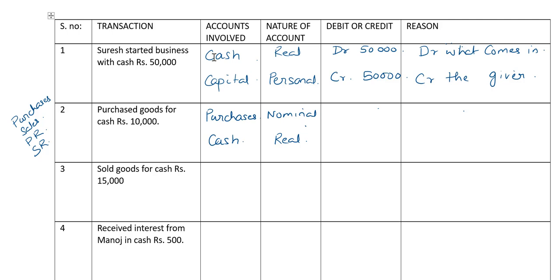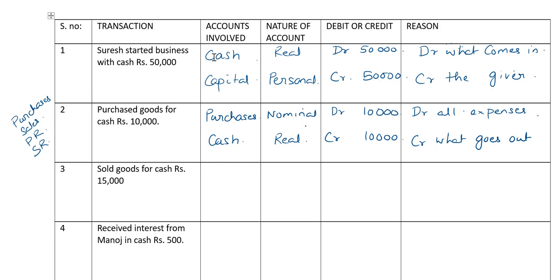The rule for nominal account is debit all expenses and losses and credit all incomes and gains. Purchase is an expense, so debit all expenses. We need to debit the purchases account with 10,000 rupees. The rule for real account is debit what comes in, credit what goes out. In this case, the cash is going out, so credit what goes out. We need to credit the cash account with 10,000 rupees.